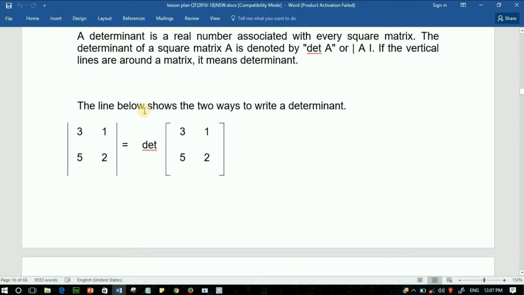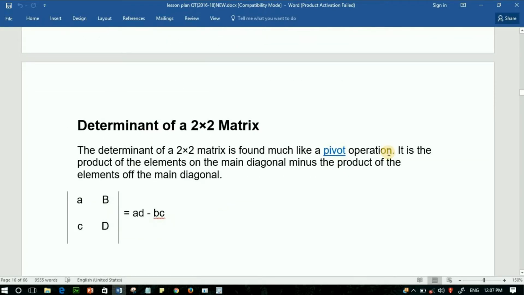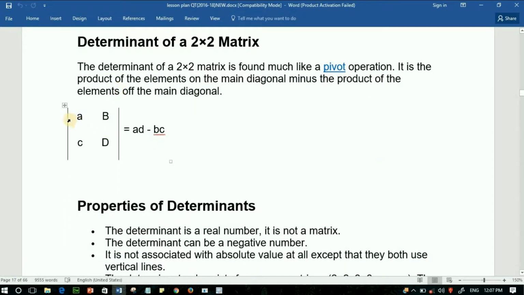So for example, the matrix A is equal to 3 1 5 2. Its determinant is written as 3 1 5 2 between parallel lines, or we call it the determinant of the matrix 3 1 and 5 2. Then how to find the determinant of a 2 by 2 matrix? You can see that for the matrix A with rows A B and C D, the determinant of A is the determinant of A B C D. How to evaluate?